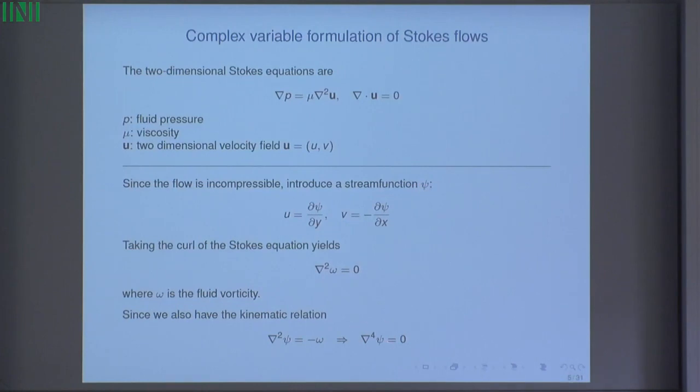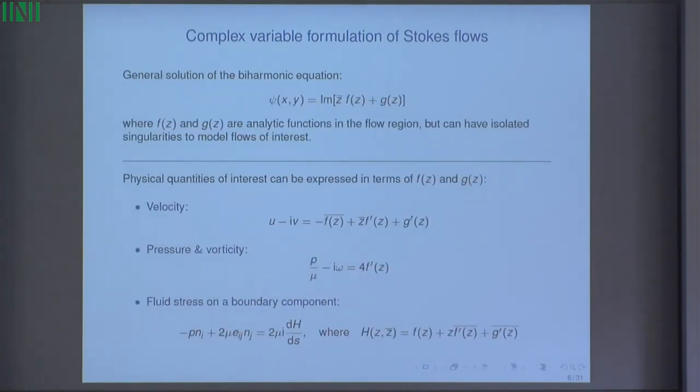So now we express this biharmonic operator in terms of complex variables, and if we do that, then we integrate 4 times, because it's a 4th order equation, and we get that the general solution can be written in this form, where psi is the imaginary part of z bar f plus g, where these two functions, f and g, are analytic functions. They can have isolated singularities to model flows of interest, but we will think of them as analytic functions.